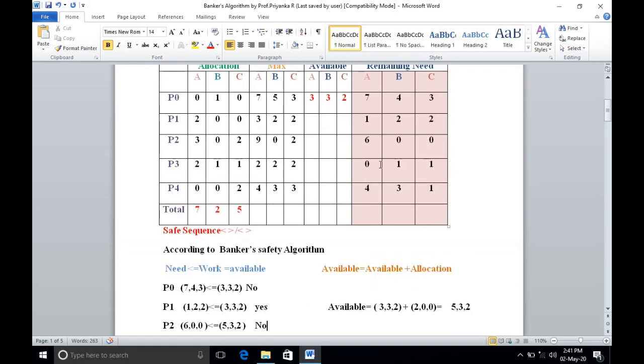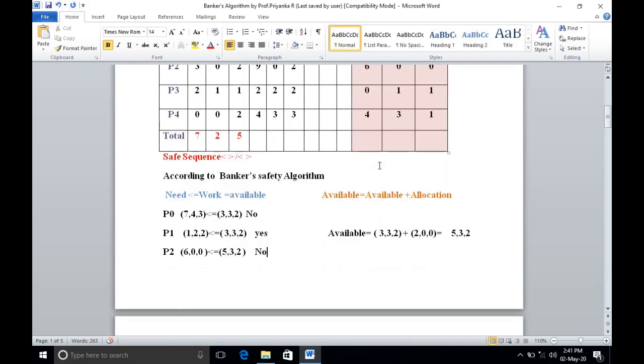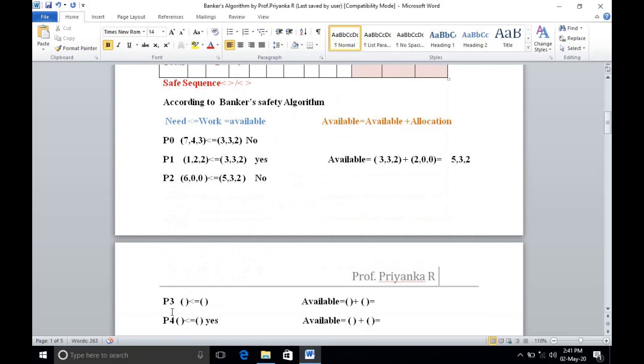P3's remaining need is 0, 1, 1. Our newly calculated available is 5, 3 and 2. So we are checking the condition whether it can be satisfied. Yes, it can be satisfied. The condition is true. So we are going to the next step of calculating a new available.